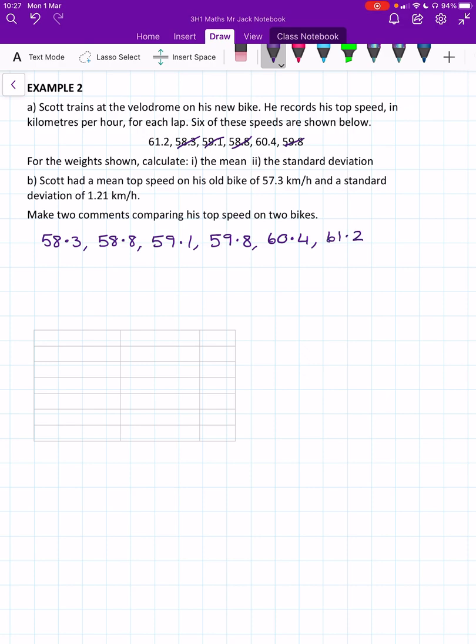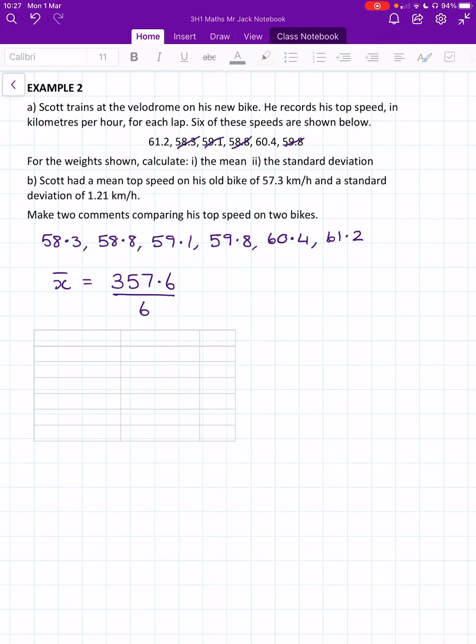Okay, next thing we want to do is calculate the mean. So x bar, remember that's just our shorthand for the mean. We're going to add up all these values. So we're going to add 58.3 plus 58.8 plus 59.1 plus 59.8 plus 60.4 plus 61.2, and we should get 357.6, and we divide that by the number of bits of data, which is 6.